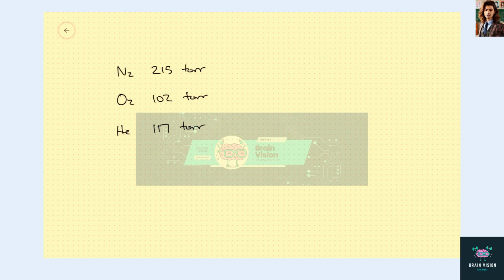So you're looking at this sample here that has 215 torr of N2, 102 torr of O2, and 117 torr of He. So the total pressure of the mixture is just equal to the sum of the partial pressures, right? So this equals 215 plus 102 plus 117, 434 torr.